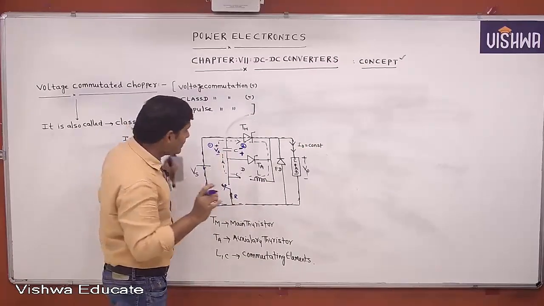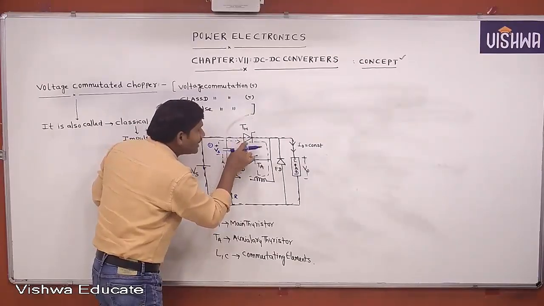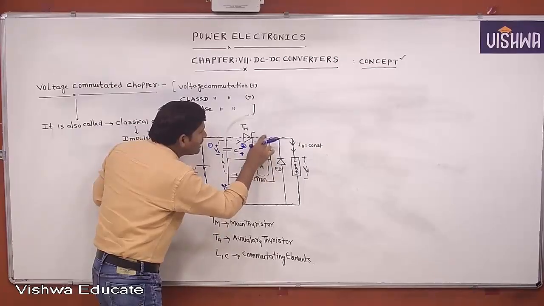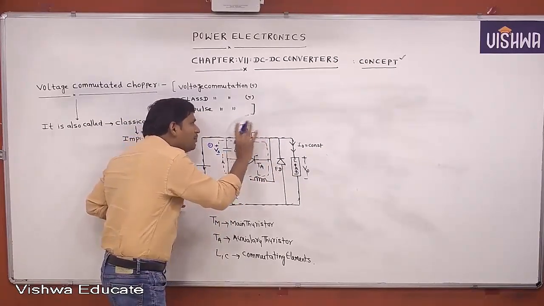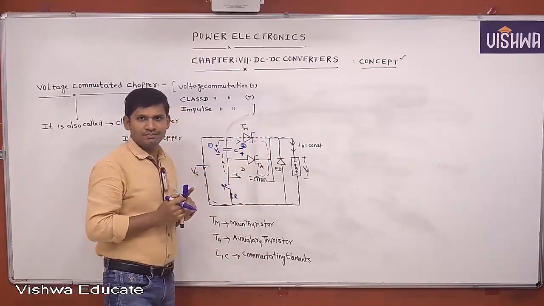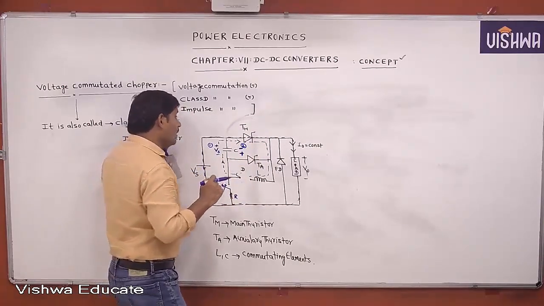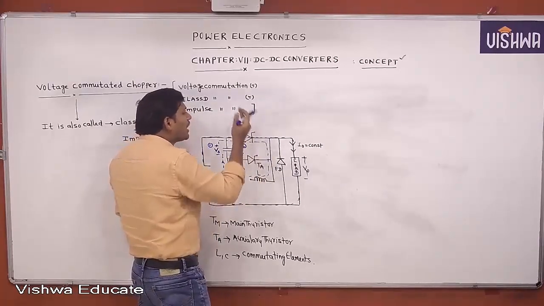But don't think like this: sir, this negative is connected here, so the thyristor will be turned off. Even though this negative is connected here, this positive is not connected across the main thyristor. Still this negative voltage will not appear across the main thyristor. Understood? Yes. Still it's supplying the current to the load. Now this circuit is ready to turn off the main thyristor.